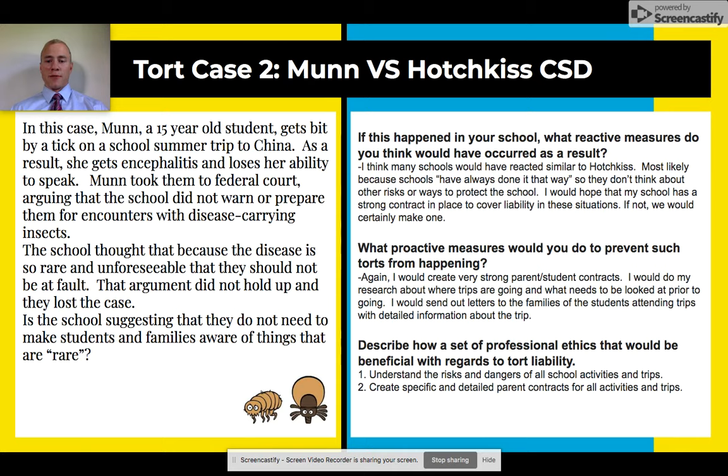So proactively, I would make sure that we have very good contracts made for parents and students on trips, and make sure that we have done enough research to know what dangers might be included in the trip and include that on the contracts, as well as giving that information in detail out to parents before the trip. A couple ethics: understanding the risks and dangers of all school activities and trips, and creating those detailed contracts for parents for all activities and trips.